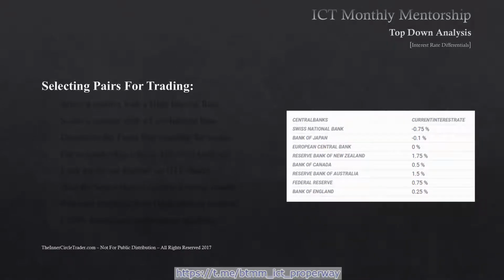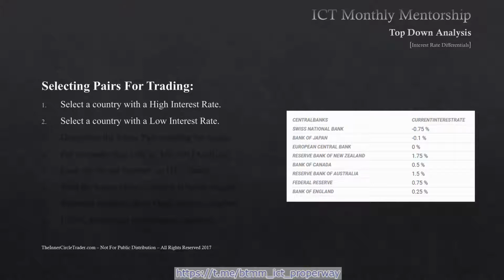All right, so let's take a look at selecting a pair for trading. First thing you do is look for a country that has a high interest rate. Then you want to select a country with a low interest rate. It doesn't have to be the lowest of the low, and it doesn't have to be the highest of the high. It can be just a very strong difference between the 2 interest rates. And then once you select the high end and the low end currency, you're going to determine the forex pair coupling based on those 2 respective countries.